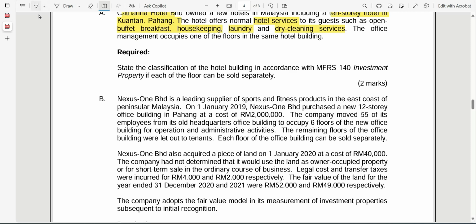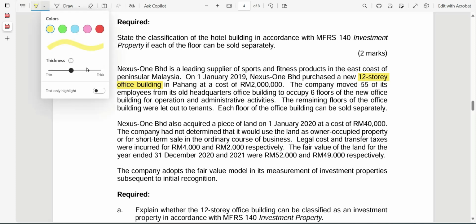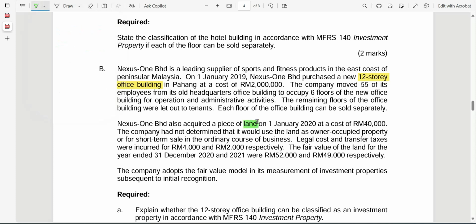Okay, second part is part B. You have Nexus One Berhad, this company, and you can see that there are two types of property held by Nexus. So I will just highlight the first one. The first one is the 12-story office building. We do not read yet whether it was held as an office building or maybe partly used also for rental. We need to read that. The second one is the land, which was also held by Nexus.